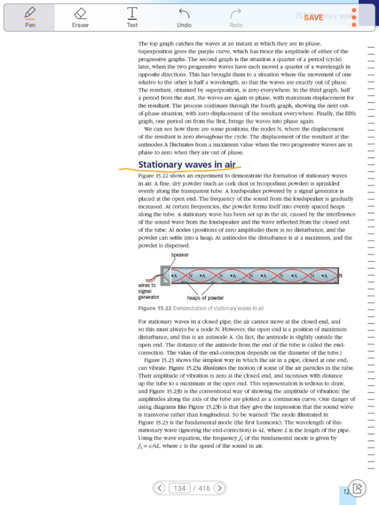Stationary waves in air. Here we have a speaker and a closed end, and if we have a sound, the sound will hit this closed end and come back. So we have two waves in opposite directions, with the same wavelength and the same frequency.